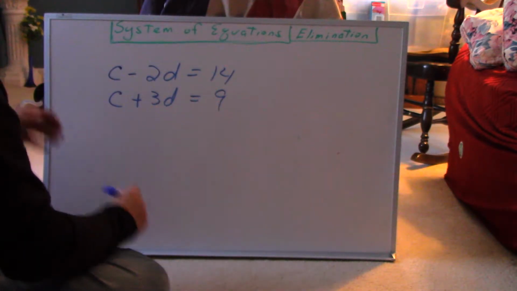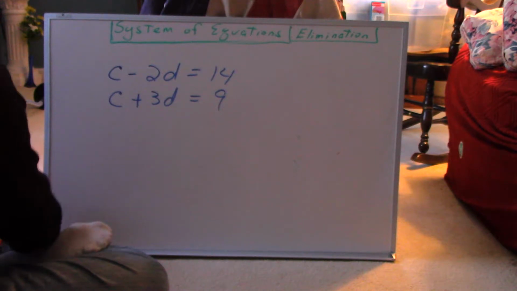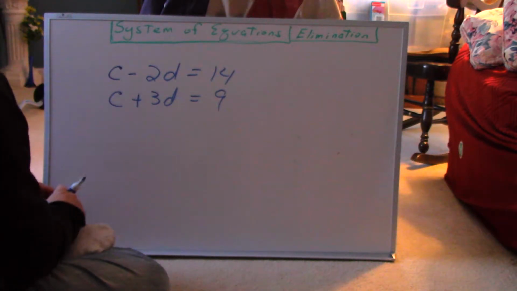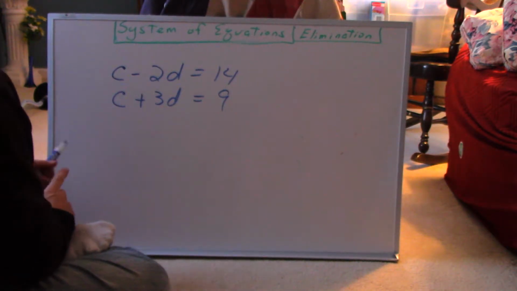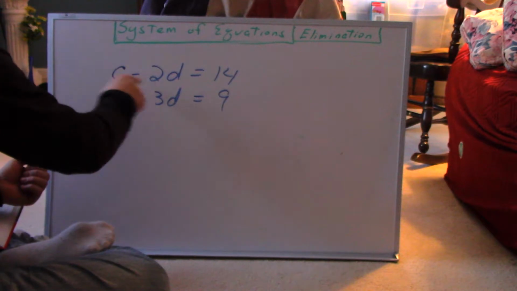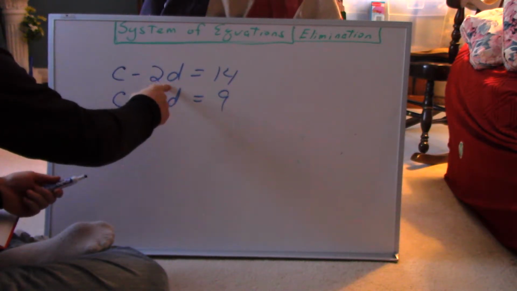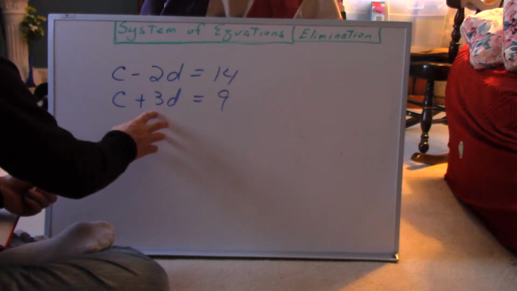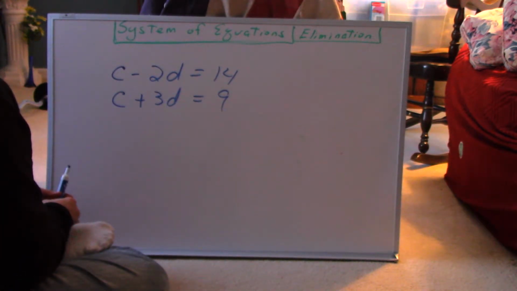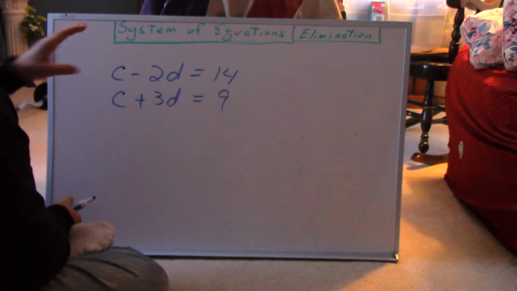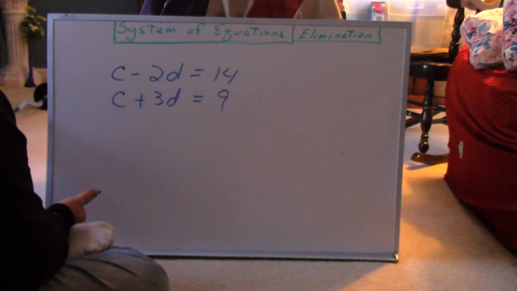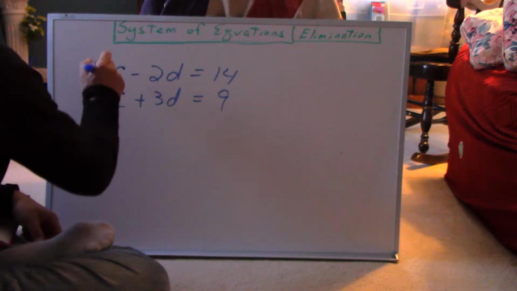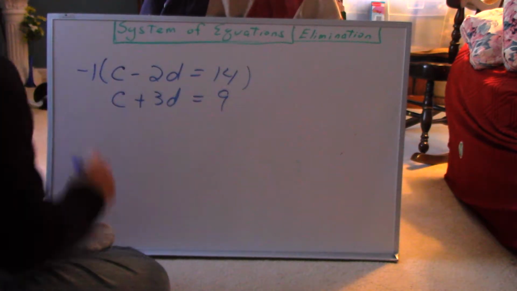Okay, let's look at this one. Now, the variables here are c and d, which really is x and y, so don't get hung up on variables. So I want to make them opposites. Now I have two choices. I could multiply the d by a 3 and make that a negative 6, or I can multiply the bottom by a positive 2, make that a positive 6. Or I could go the really easy way and just multiply the top by a negative 1, because they're both positive. So let's do that. I'll multiply this by a negative 1.